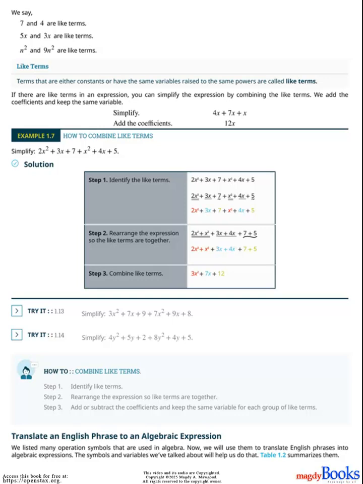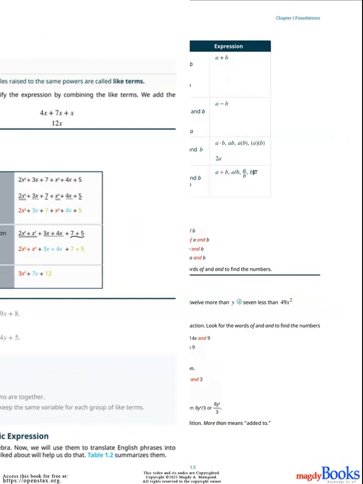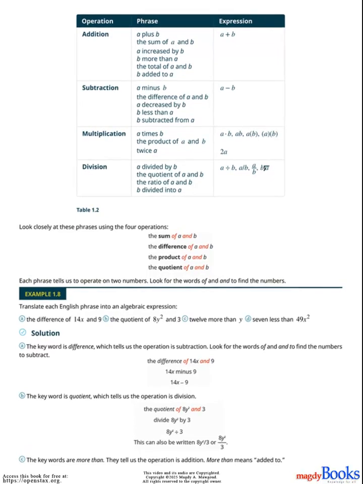1.1.5. Translate an English phrase to an algebraic expression. We listed many operation symbols that are used in algebra. Now, we will use them to translate English phrases into algebraic expressions. The symbols and variables we've talked about will help us do that. Table 1.2 summarizes them.